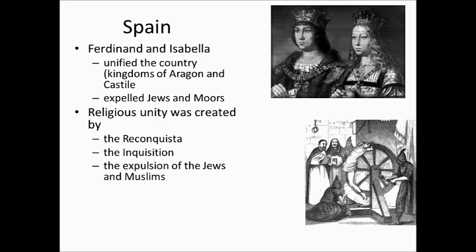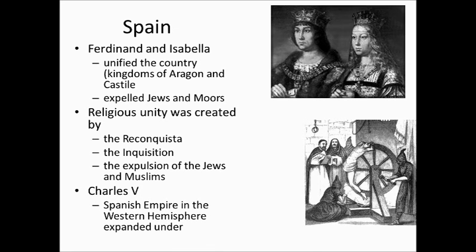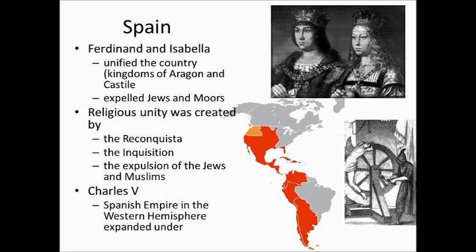Now, Ferdinand and Isabella sponsor Columbus and his trips to America in 1492. But it is under Charles V that the Spanish Empire will be established in the Western Hemisphere. And as you can see, they control vast amounts of territory in both North and South America.